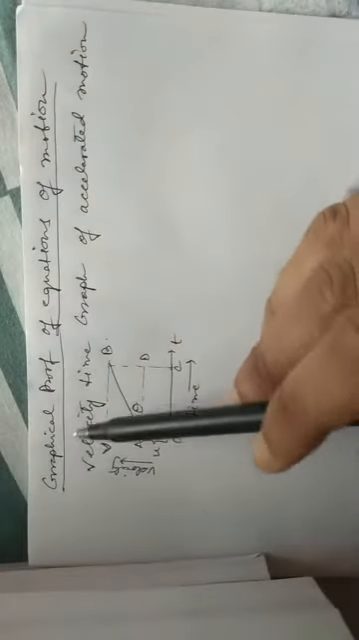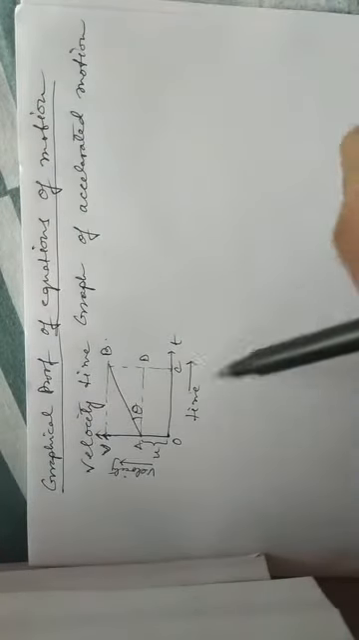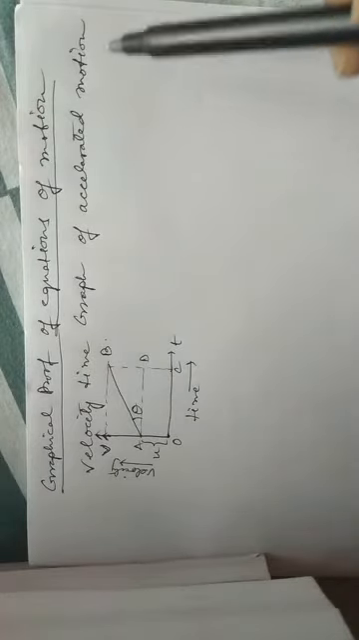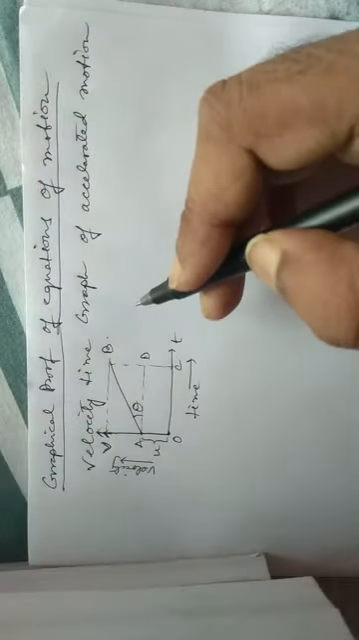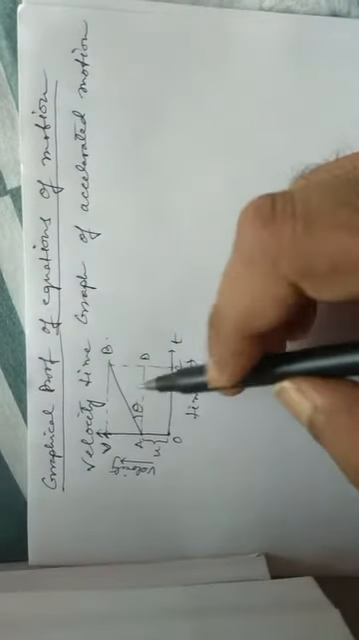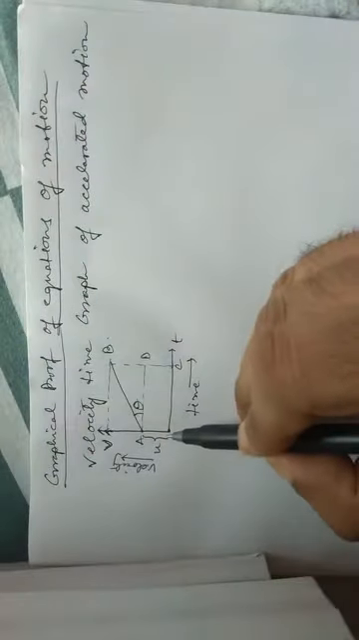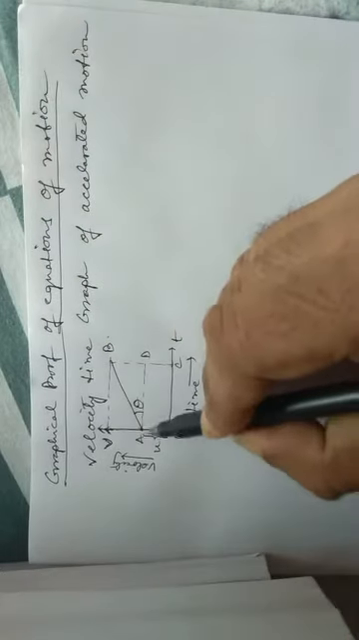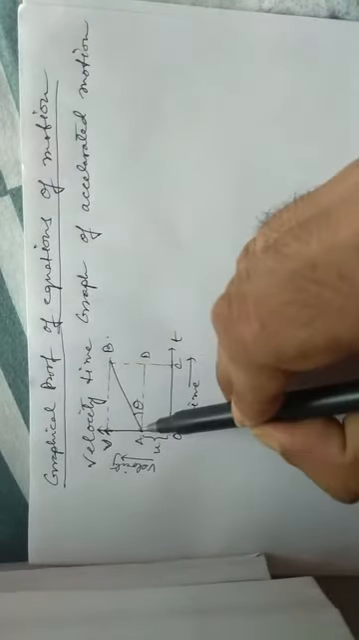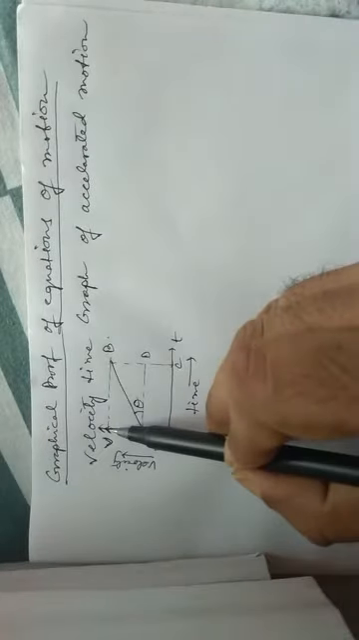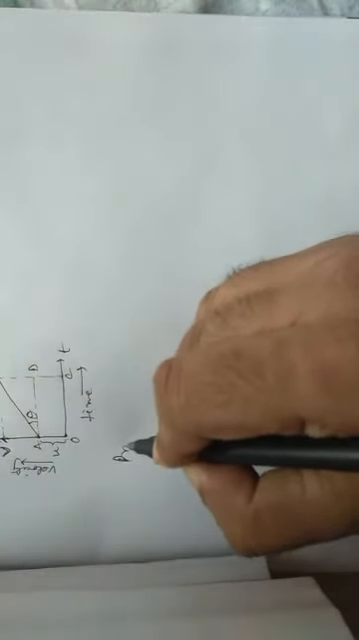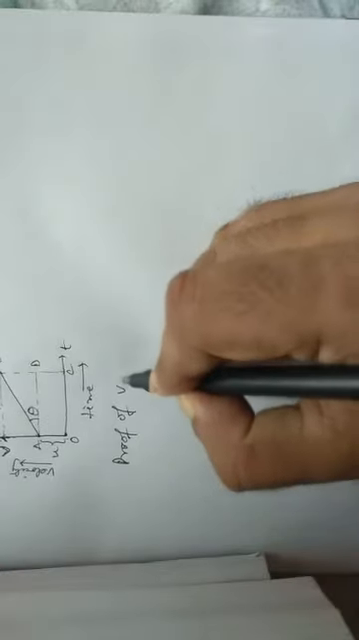Now we start with the graphical proof of equations of motion. We take into consideration a graph that is a velocity time graph of accelerated motion, as we've already discussed earlier. This is the initial velocity. So the particle starts from here. This is U. When the graph reaches the point B, the velocity of the particle at point B is V. So to get the proof of the first equation, proof of V is equal to U plus AT.